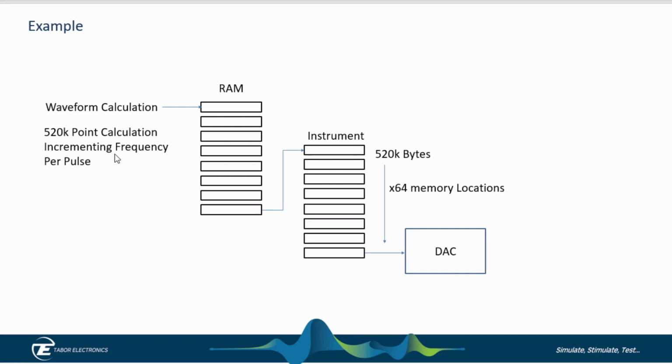So I'm calculating, streaming, calculating, streaming, and I'm trying to keep these buckets full as I go along. Sometimes it misses some because I'm using Thunderbolt as opposed to PCIe on this demonstration. But it's a good way to show how we fill these buckets up and then we stream them to the memory. So we're using 64 memory locations inside the instrument, and we're using 64 memory locations inside the RAM to store these 520,000 point waveforms, each waveform incrementing in frequency. So let's take a look at that.